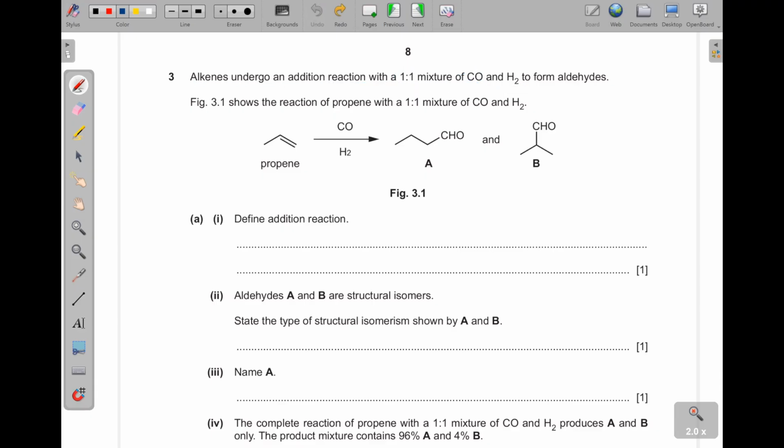Okay, so in the books of Cambridge, you are not going to find this one here, but they describe something here for you to base on to answer the question. Roman 1, define an addition reaction. So in an addition reaction, things come together, more than one, to give you one product. So you put two things together.